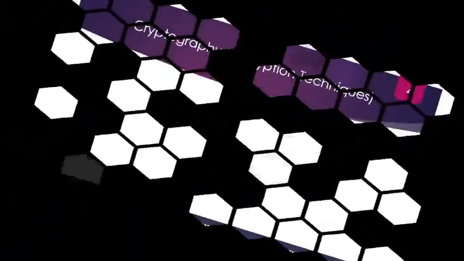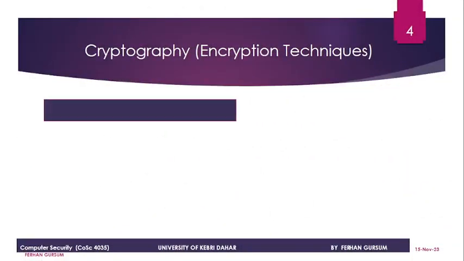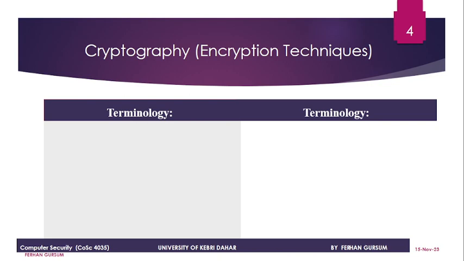When we come to the next slide, it says cryptography, encryption techniques. Under this, we have terminologies. Before going to cover this course, there is some terminology which we have to know. The first one is crypto. What is the meaning of cryptography, first of all? The term cryptography comes from two words, cryptos and grapho. Cryptos means hidden, and grapho means write. Hidden write, that's called cryptography.